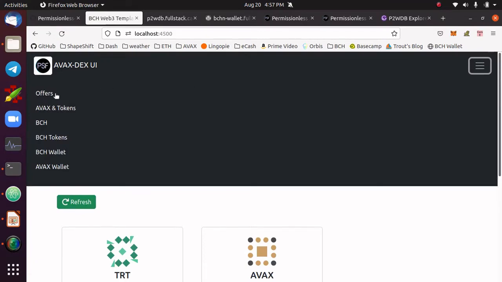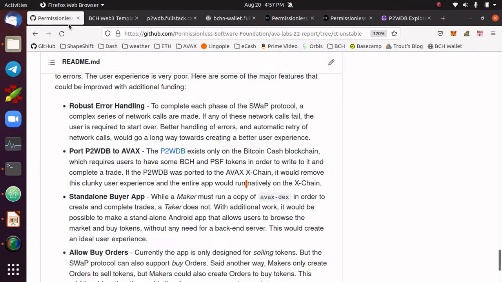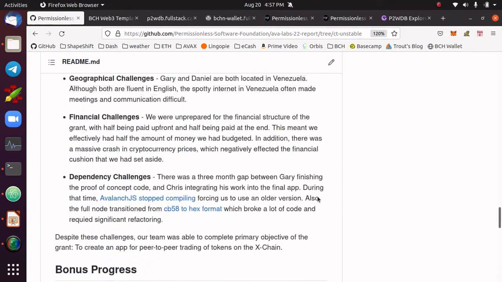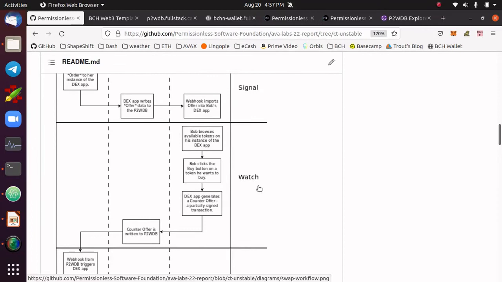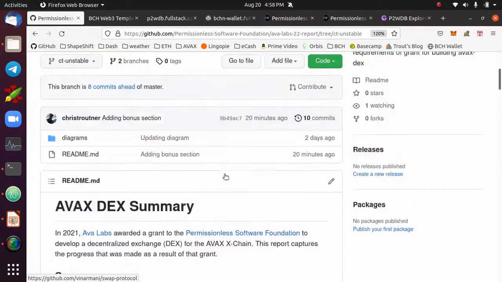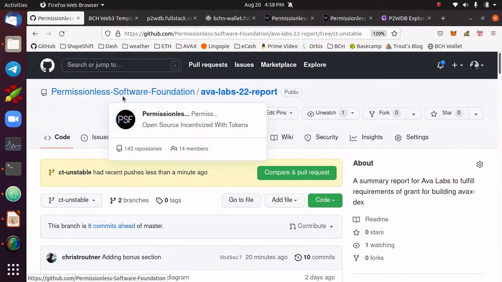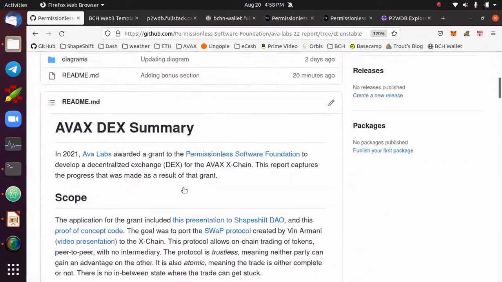But essentially what's going to happen here is we're going to complete the watch portion of the swap protocol. So in the selling portion, we did the first part, the signal. And if you want to look at this flow chart and dig into these details, they're at the Permissionless Software Foundation GitHub group in a repository called AVALabs22 report.